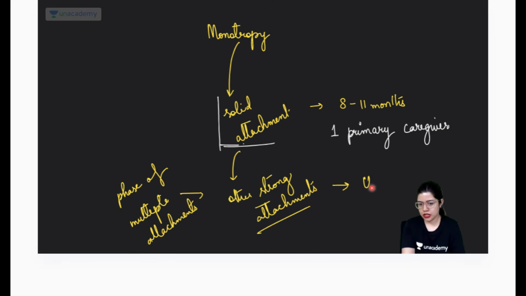Okay, uncles, aunts, grandparents. And there is a stage where the child only knows how to receive love.